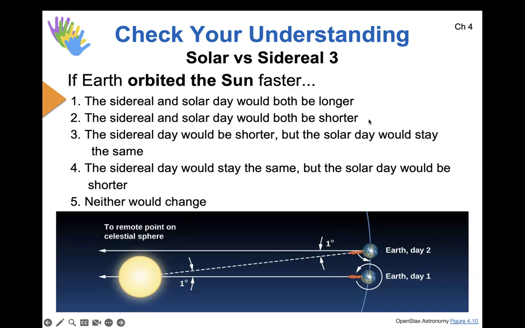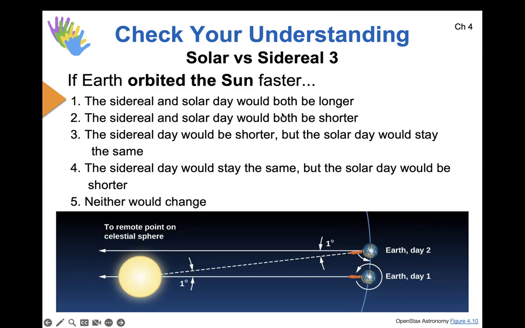Okay, so I've been meaning to look into this one because I don't see how the sidereal day would change by definition if we orbited the sun faster. It shouldn't. I think this is a typo. So because the sidereal day would stay the same, but the solar day would be longer. But that's not even an option they give.